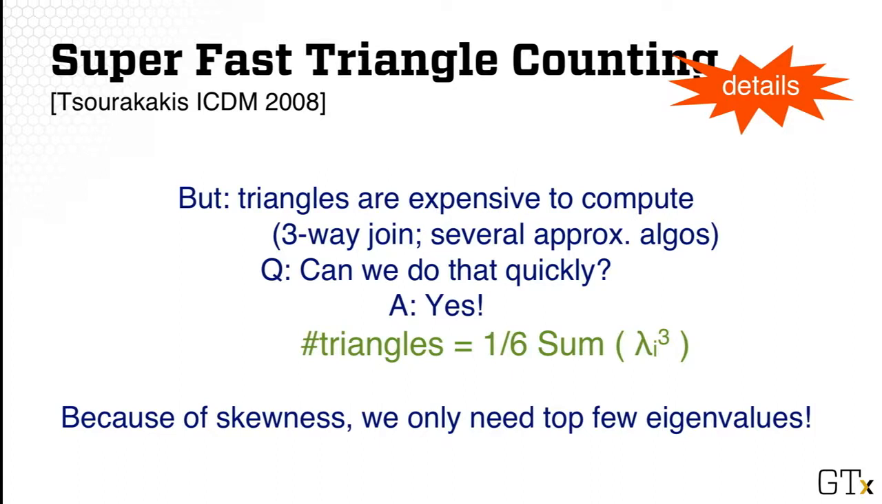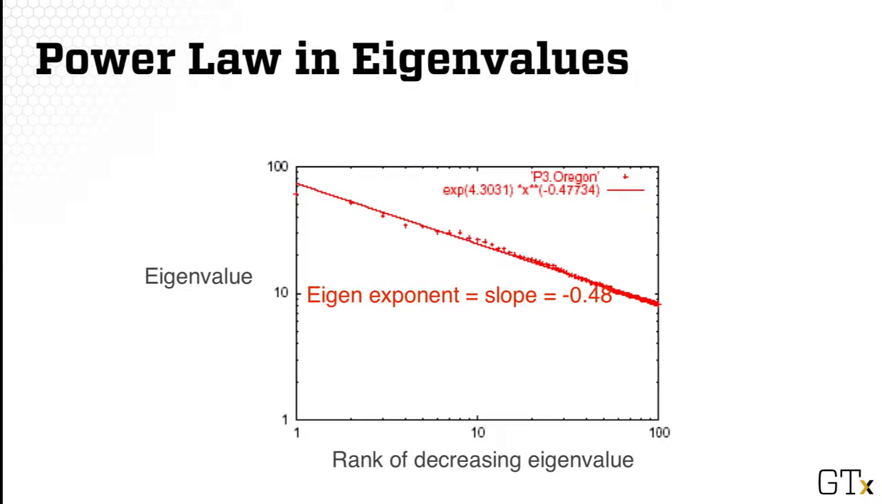Actually, this formula has been known for a long time. As long as you're able to compute the eigenvalues of the graph adjacency matrix, you take the cube of them, add them all up, and take 1/6, and then you get the exact count. But remember from the previous video, we tend to see a power law in the eigenvalue distribution, which means a very highly skewed distribution. That means we only need to compute the first few eigenvalues instead of all of them.